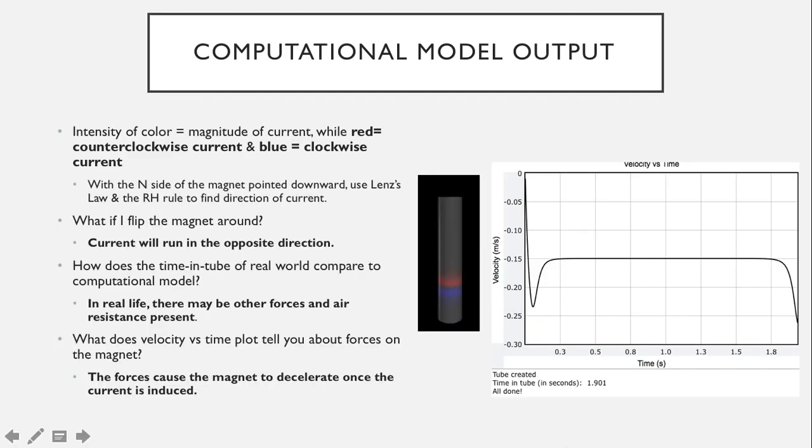So here's the output of the model, and this is a tube that the magnet was falling through. And so here are the currents that were induced here. So the red is counterclockwise current and the blue is clockwise current. And we can find that by knowing that the north side of the magnet is pointed downward. And so using Lenz's law and the right-hand rule, we can determine the directions of the current there. And if we flip the magnet around, the current would go in the opposite direction.